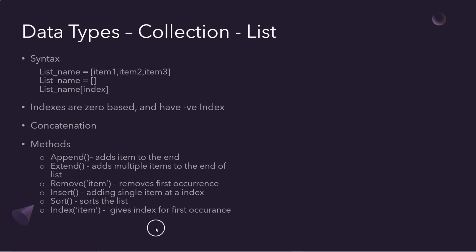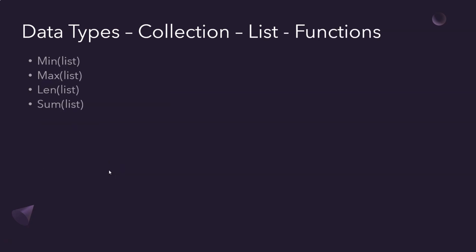So these are the basic methods available in the list type of collection. And now there are some functions also which can be used with the collection type list, like min, max, length, sum.